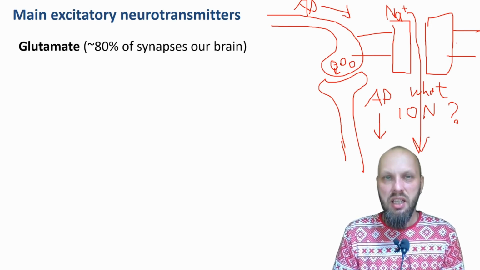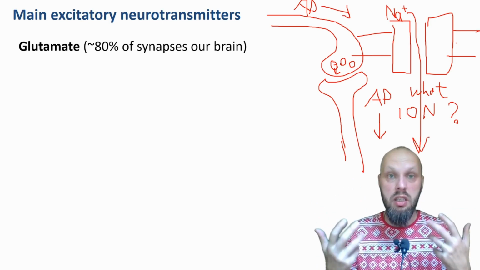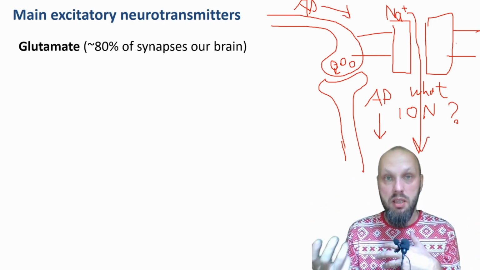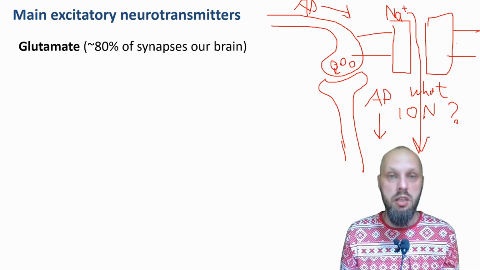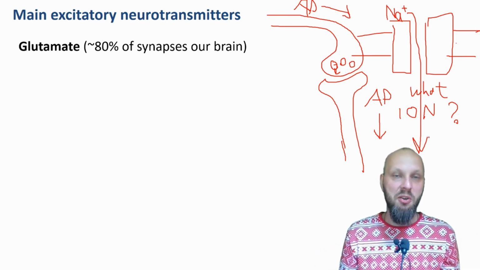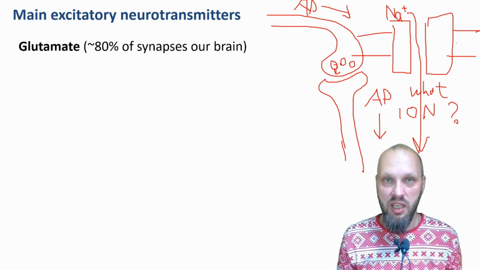Glutamate is chemically a basic amino acid, so we have it in our proteins as well. So it is used as a brick, as a building block to make our proteins. It's a tiny amino acid, one that's cheap to produce. But also these bricks are thrown by one neuron to another as a means of communication.